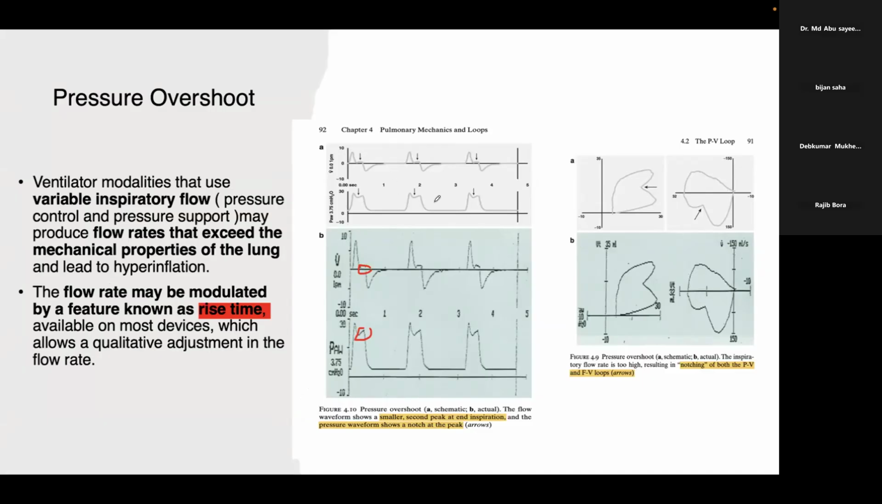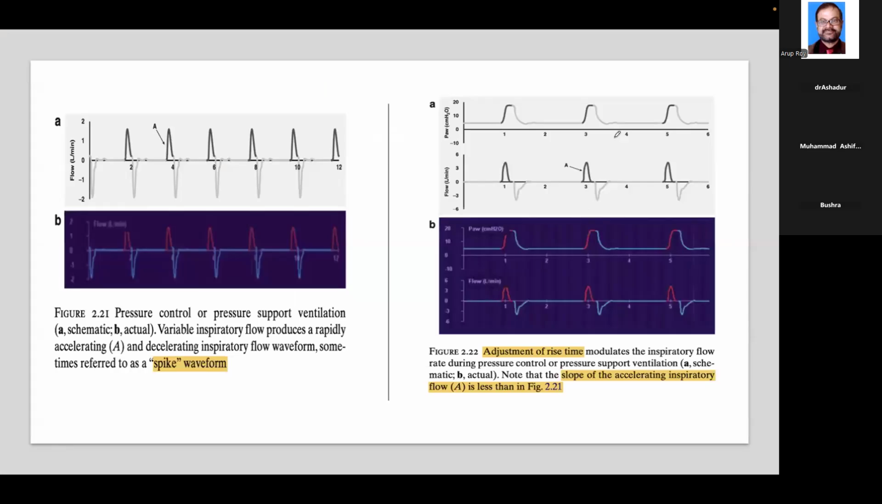If we find this sort of picture, then we need to adjust our T rise time. That option is available in most of the ventilators, where you can adjust the T rise time so that these notchings can be minimized, so there should not be any notching. If we find a spike sort of thing, which means that probably there is a very rapid rise in the flow rate, then we need to come down or adjust the rise time so that the curves become smooth as on the right side.